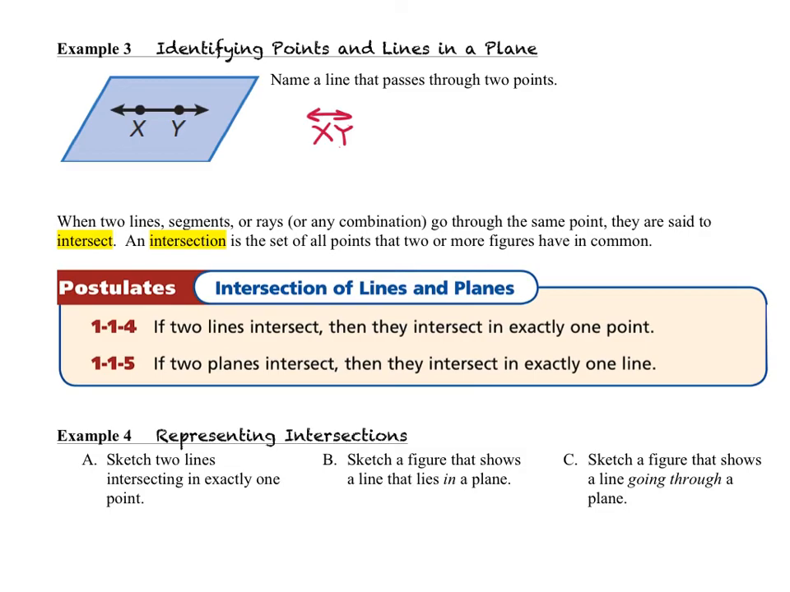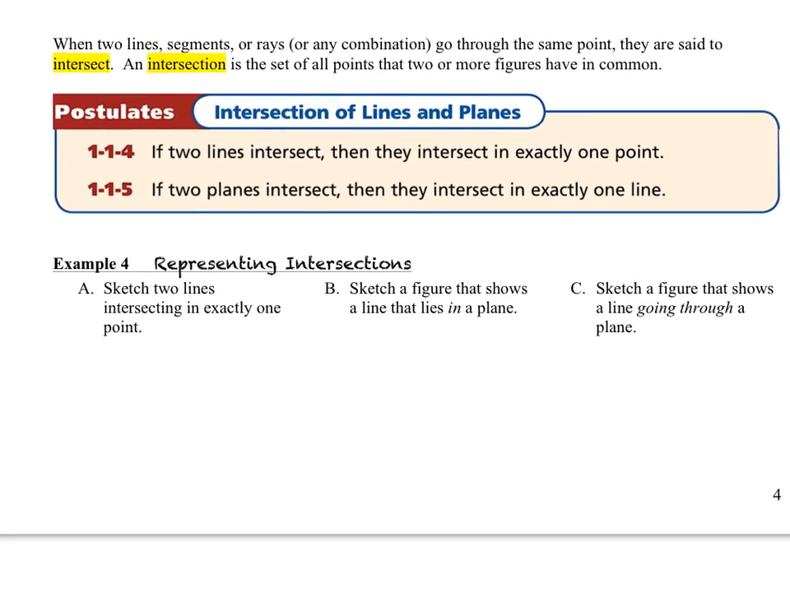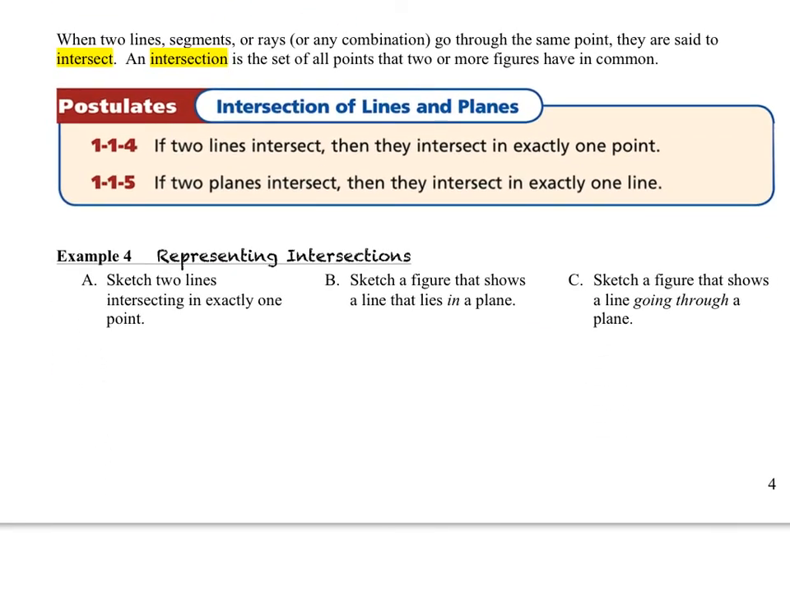In Algebra 1, we learned all about intersection, and we know that that means that 2 lines, in our case it could also be segments or rays, go through the same point. They intersect. So an intersection is a set of all points that 2 or more figures have in common. And we have 2 new postulates. The first one says if 2 lines intersect, then they intersect at exactly 1 point. So if 2 lines intersect, that's at exactly 1 point. And if 2 planes intersect, they intersect in exactly 1 line.